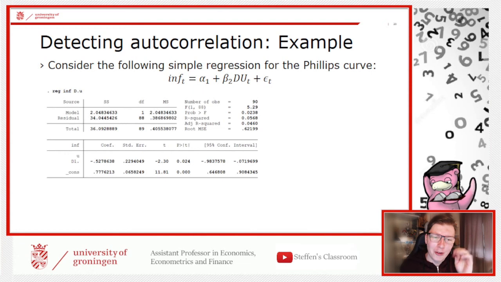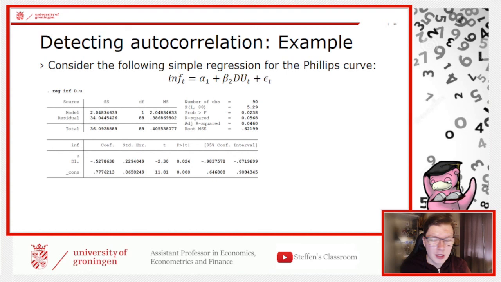That is, we have our INF, which in this case is inflation. You regress it on D.U, which is the difference in unemployment, the change in unemployment. So we make this regression, and what we're interested in knowing now is, is there any autocorrelation present? How do we test that? Well, let's do the following.